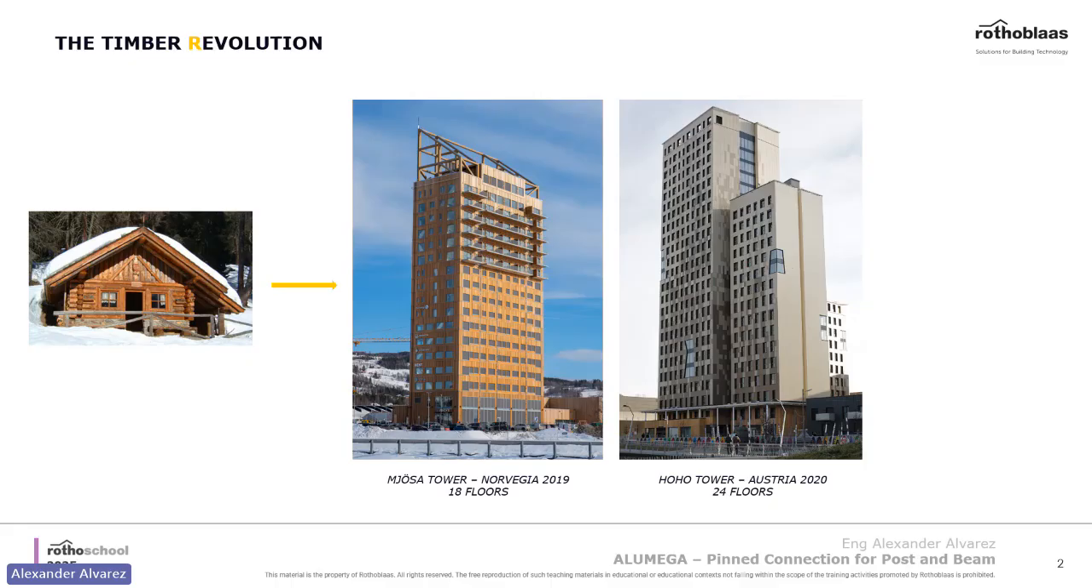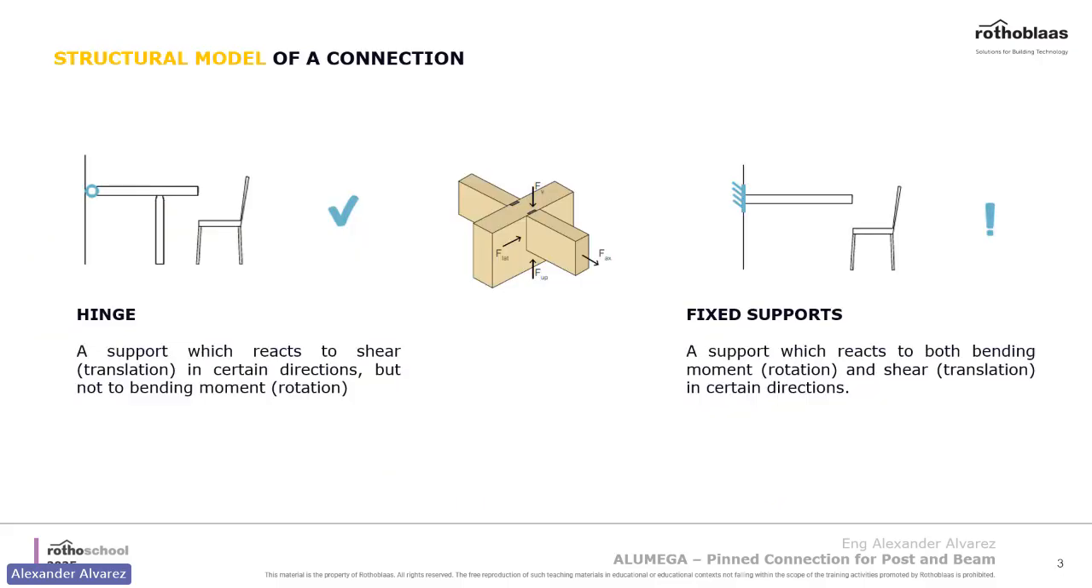To go about it, there's a couple of things you have to think about. Obviously, fire protection is one, and waterproofing, but since we're talking about one of our connectors, you also have to think about the structural side. For very tall skyscrapers, you have to think about how you're going to connect these wooden beams and wooden columns. There's a couple of ways to go about it. There are two types of connections: a hinge connection and a fixed support connection.